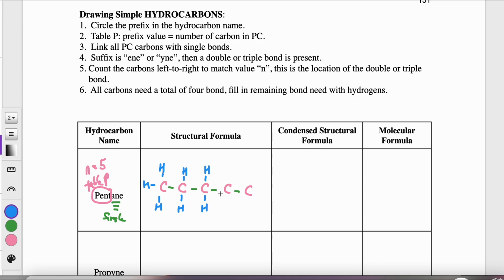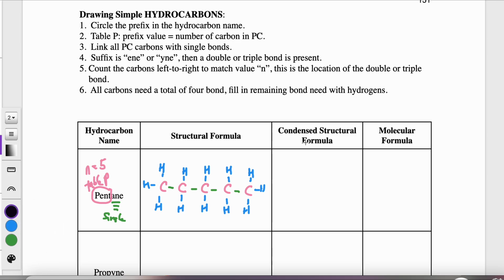My fourth carbon already has 2 bonds, so now I'm going to add 2 hydrogens to it. And my most right carbon only has 1 bond at this point, so I'm going to add 3 hydrogens to it to get the bond count up to 4.